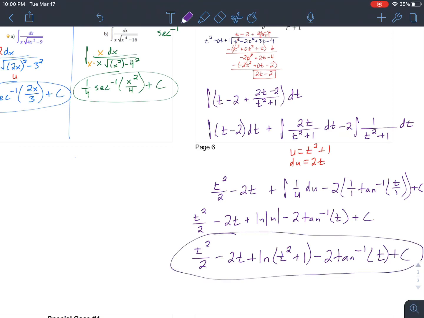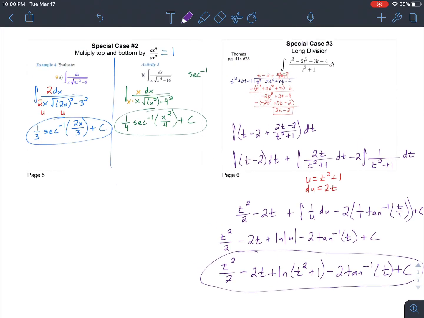This is probably the hardest question involving long division that you would see on our exam. Not just involving long division, but this is probably the hardest question you would see with an inverse trig function on our exam.